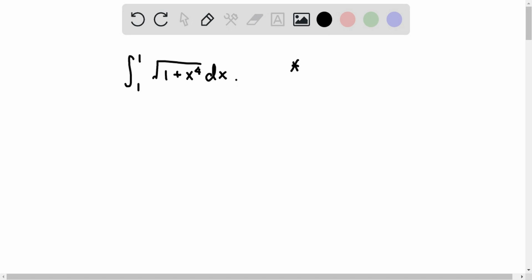It's actually based on this idea. The area between the curve and the x-axis is written like this.